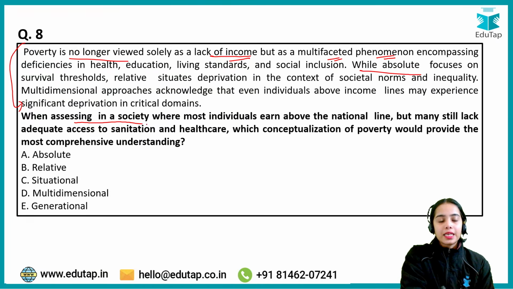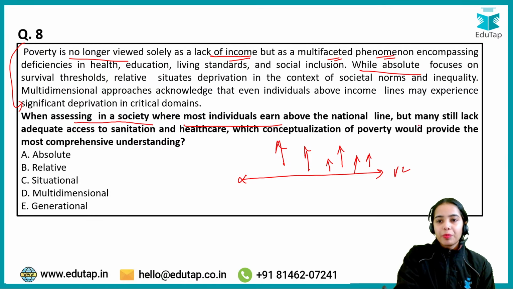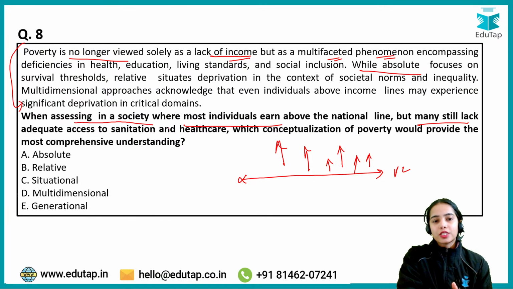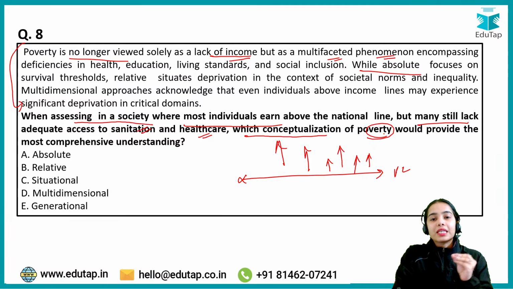So when assessing a society where most individuals earn above the national poverty line, so most of the individuals are above the poverty line, but many still lack adequate access to sanitation facilities and healthcare facilities. So which conceptualization of poverty would provide the most comprehensive understanding?